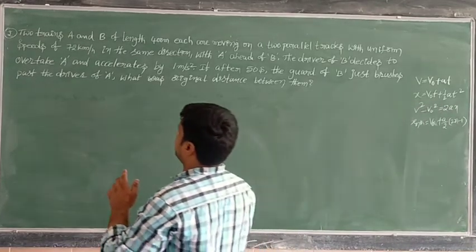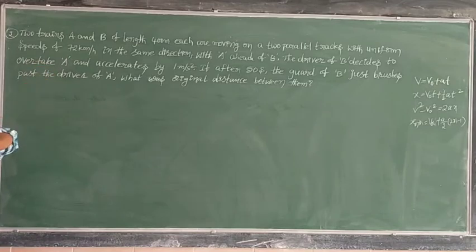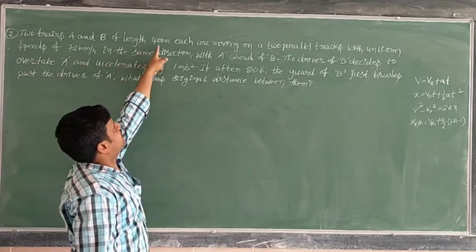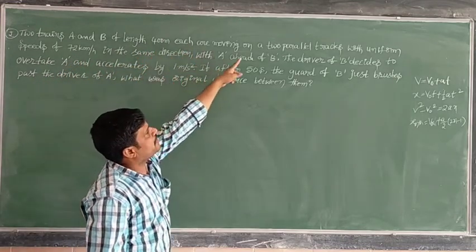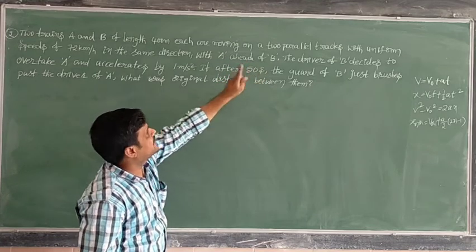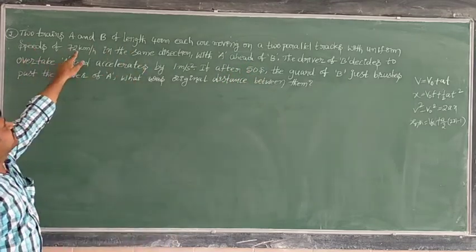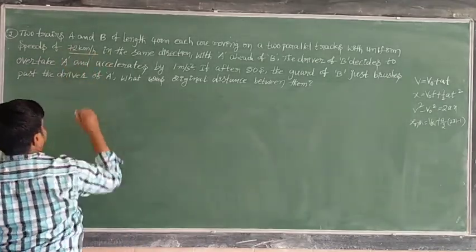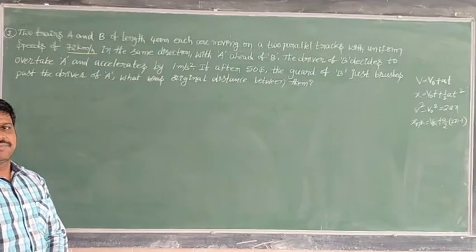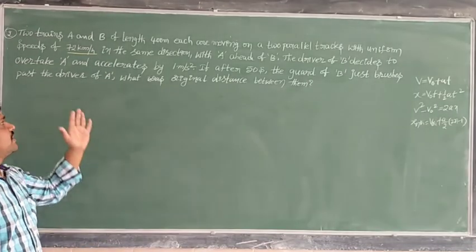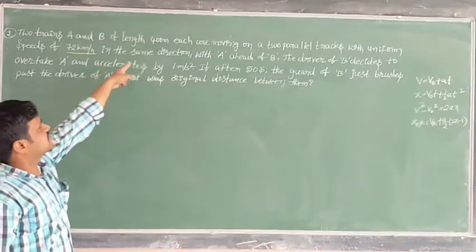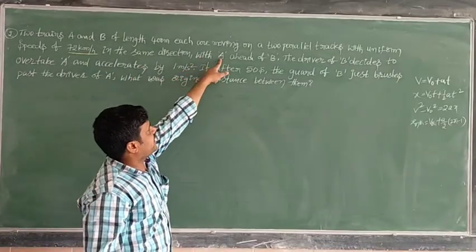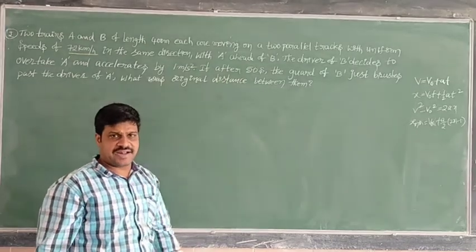Listen to me. Second problem. Important problems. These are what I am teaching today, and these all are important. Two trains A and B of length 400 meters each are moving on two parallel tracks with uniform speeds of 72 km per hour. That means train A and train B both are moving with 72 km per hour, initially in the same direction, with A ahead of B.